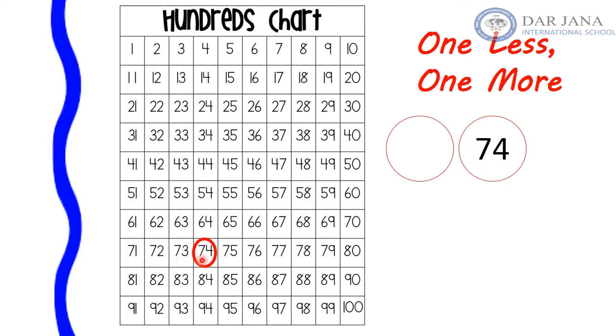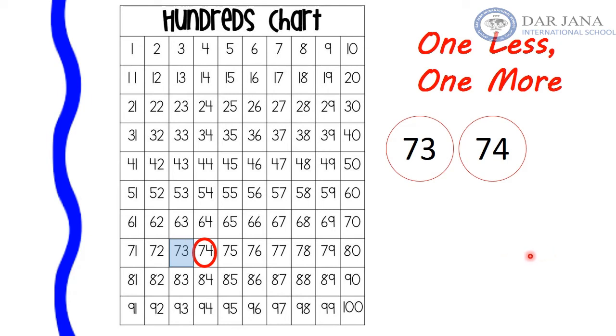So the number that is 1 less than 74 is, that's right, it's 73. Now we have to find out the number that comes after 74. That means the number that is 1 more than 74. How did we know? Because the answer should be on the right side.